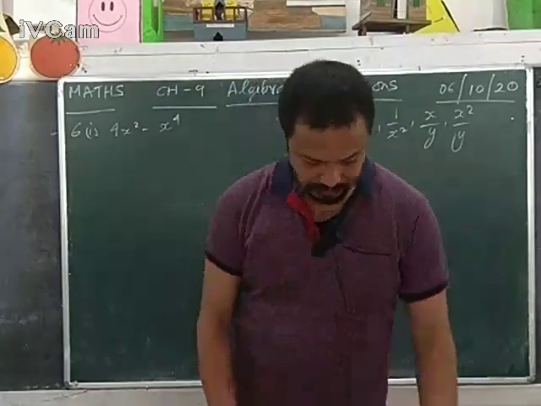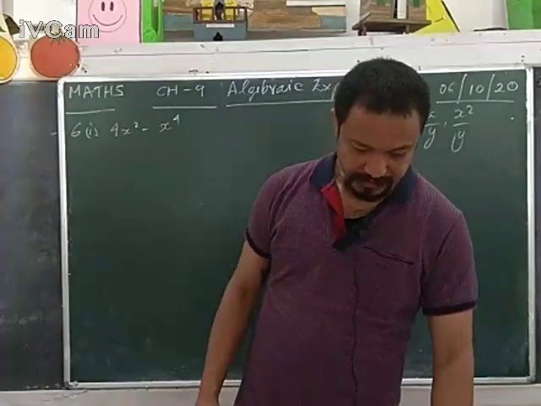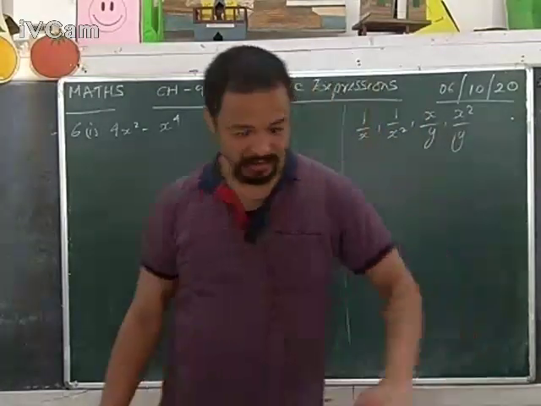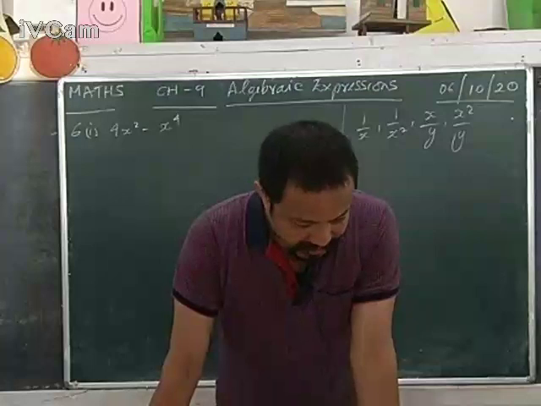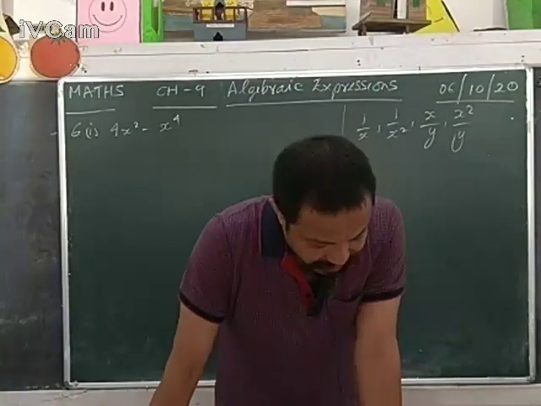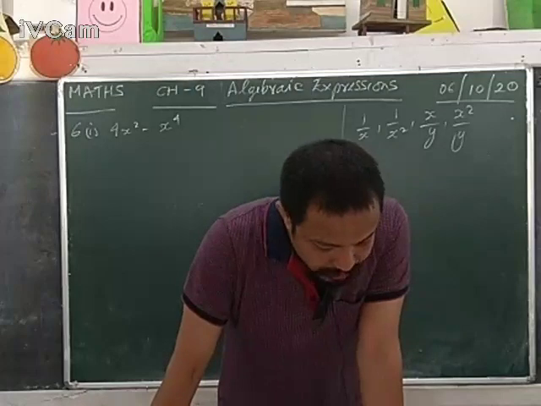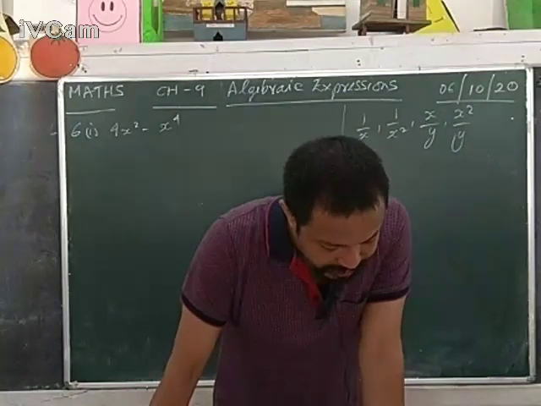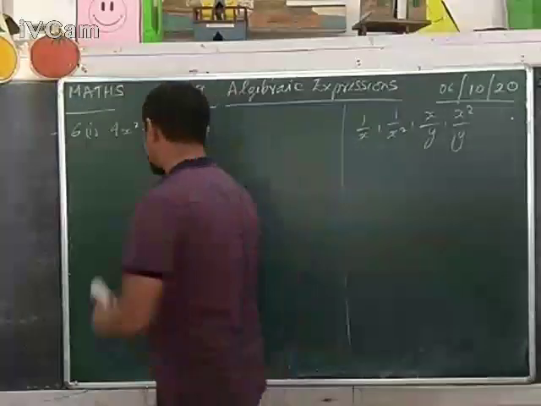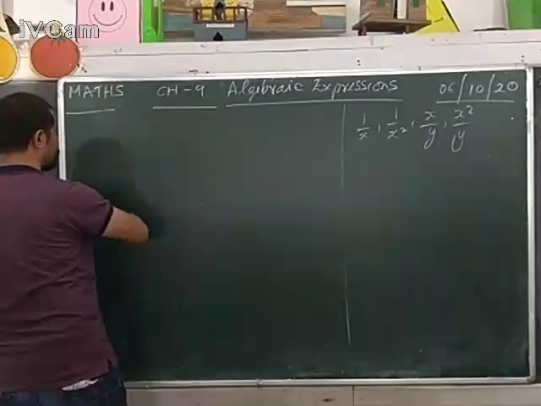Now, page number 152. I have already done like terms, unlike terms. Now it says types of algebraic expressions. We have terms like monomial, binomial, trinomial, and all. What does it mean? Monomial expression. Let's do this.